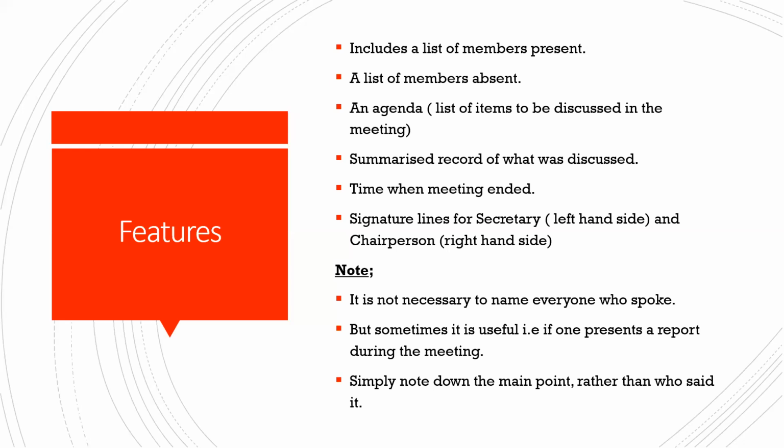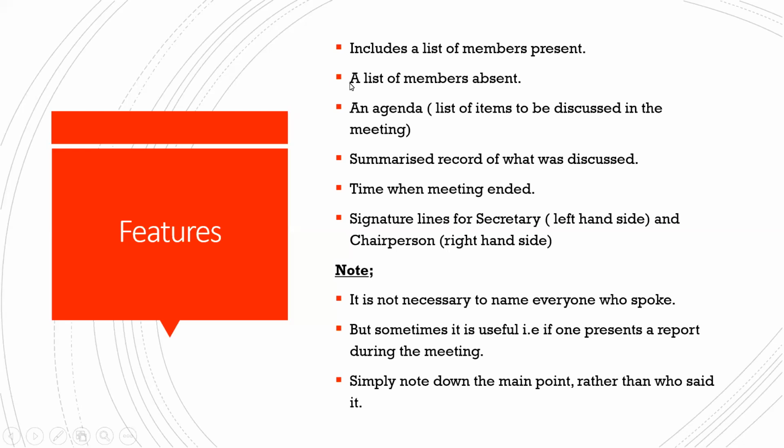Let's note down the things that we would have in our minutes. So the first aspect I've spoken about is the title. Then under the title, you have the list of members present. You write them going down, number one, so on. So number two, like that. Later, we're going to see an example.